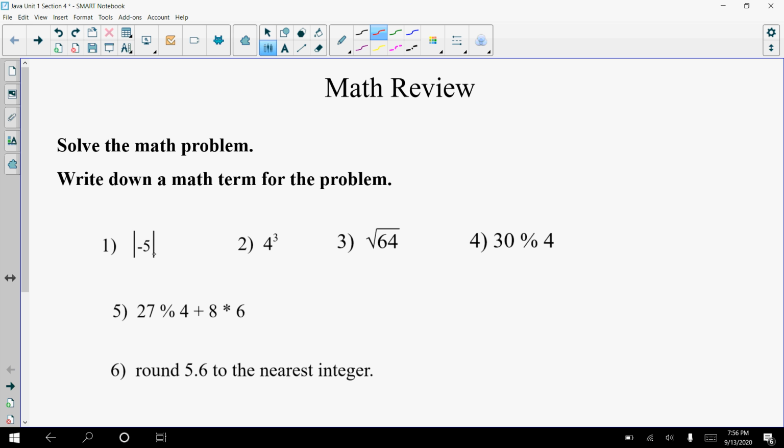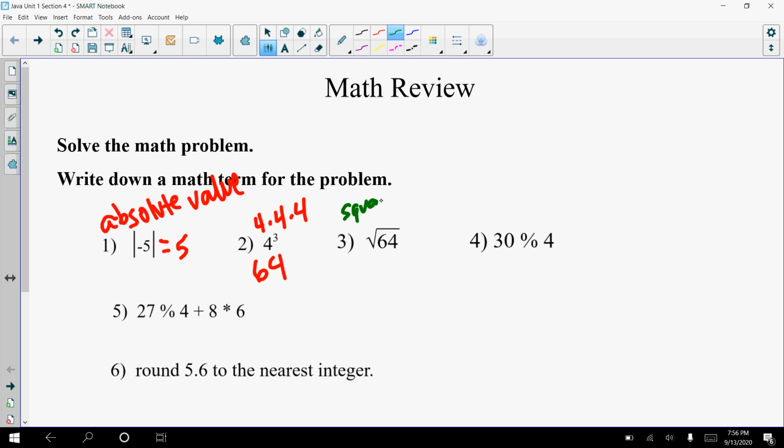Okay, so this first one, if you remember, is what we called absolute value. An absolute value is a distance from zero. Distances are always positive. So the absolute value of 5 is 5. The absolute value of negative 5 is 5 because they're both 5 units from 0. Okay, 4 to the third power: 4 times 4 times 4 is 16, hopefully 64, if I did my math correctly.